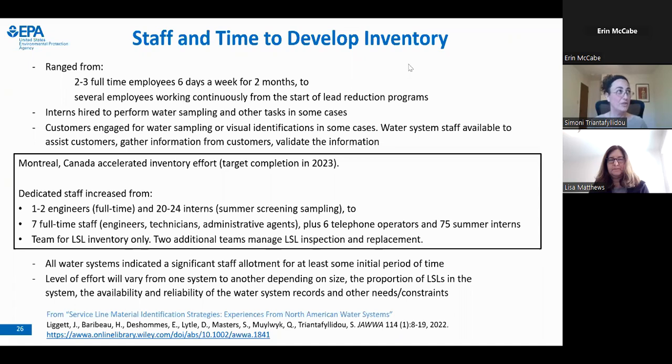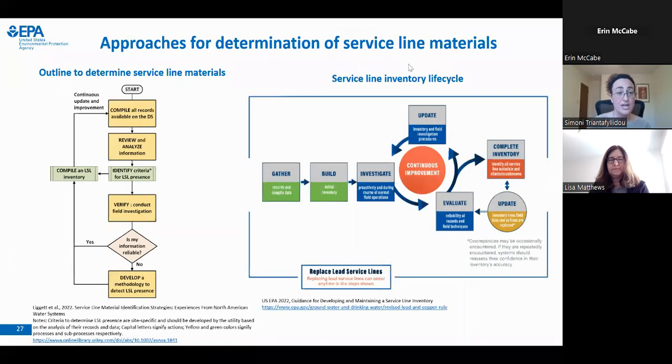The level of effort will vary, especially based on system size and the proportion of lead service lines. These were all systems that had a history of lead service lines. It will also vary based on other factors, such as the availability and reliability of records and other needs and constraints.